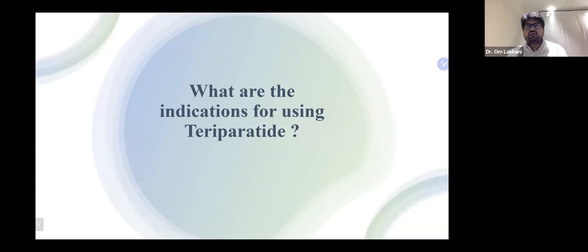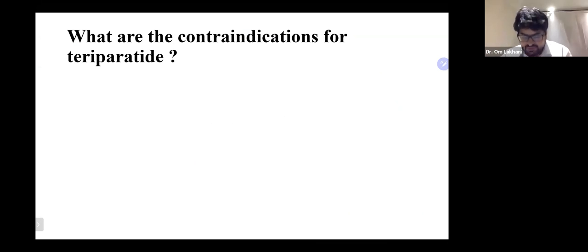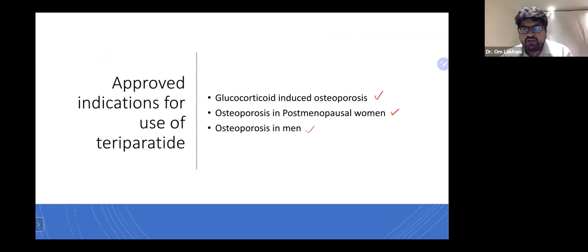Okay. So what are the indications for use of teriparatide? So we understood the basics of it. Now let's understand how you use it in clinical practice, right? So the approved indication for use of teriparatide is, of course, glucocorticoid-induced osteoporosis. It is, of course, useful in osteoporosis in postmenopausal women, which is the common form, and osteoporosis in men, right? So it's a usual indication. There's nothing extraordinary. But in practical terms, where do we use teriparatide?